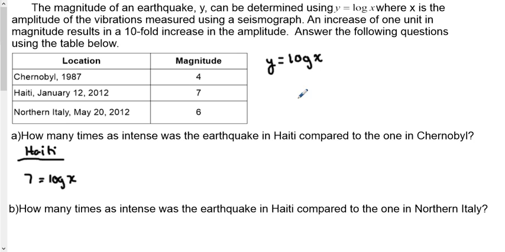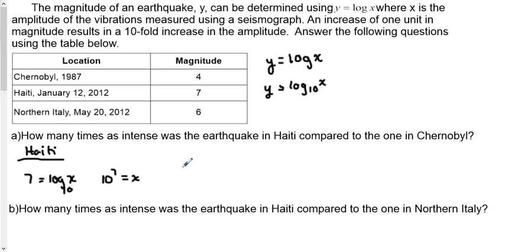What we could do is rewrite this y equals log x as log base 10 of x, because we know 10 is the base of that log since it's not written in. If I do that, that would allow me to convert my logarithmic function into an exponential, and I'm going to do that now. The base of my exponential would be 10, the exponent would be 7, and that would evaluate to give me x. So this gives me an exponential for Haiti.